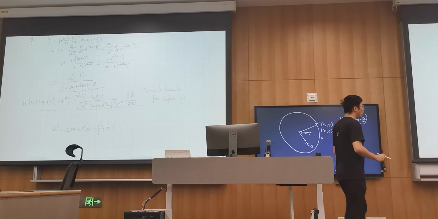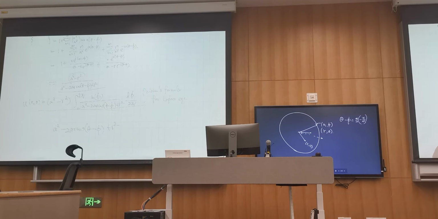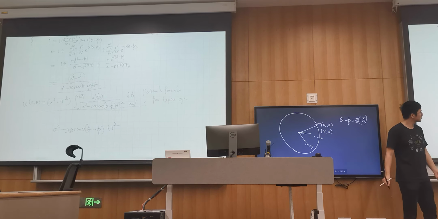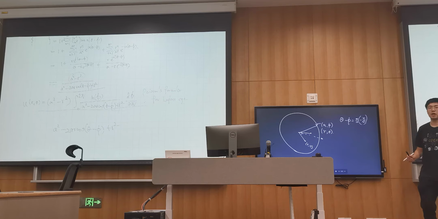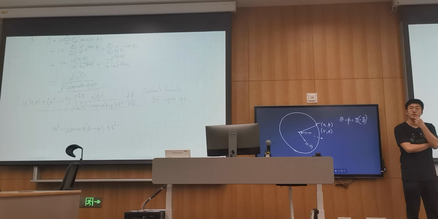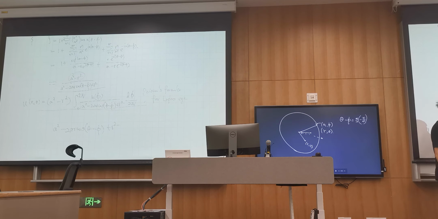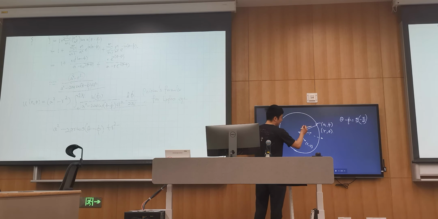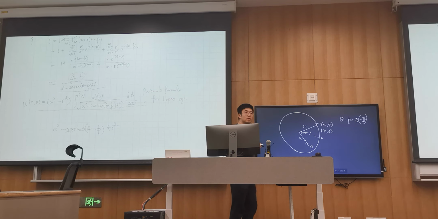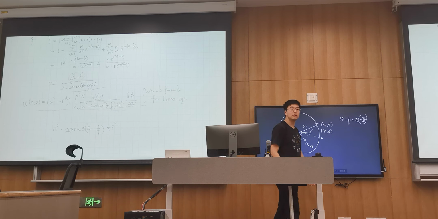Now, what can I say about a squared minus 2ar cosine of phi minus theta plus r squared? When my theta minus phi equals pi over 2 or negative pi over 2, what is my cosine? Oh, 0. Right. So this is actually a squared plus r squared. If this is a, this is r, what is a squared plus r squared? It's the distance between them, right? So that's good.